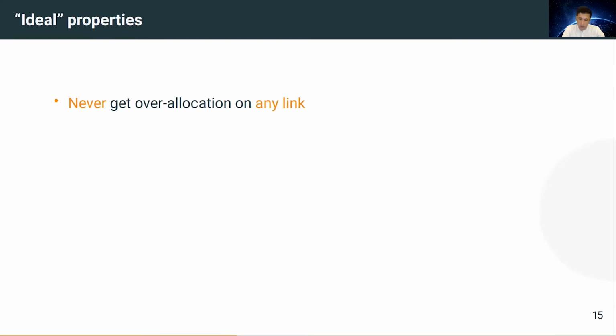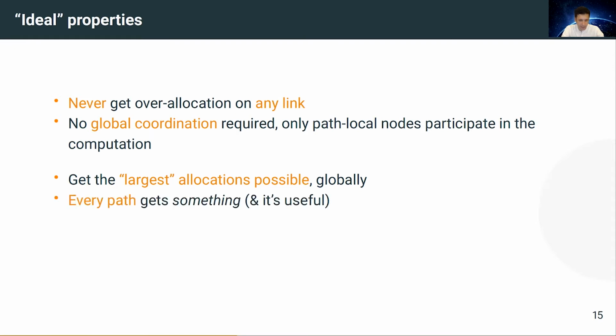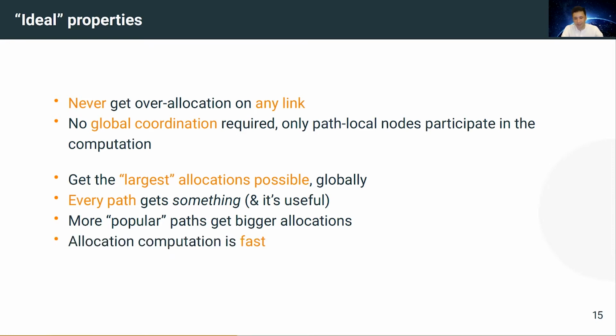Now, the first property we have already outlined is this non-overallocation property. But motivated by our practical problem, we have many more properties we would like to achieve. The second one is that no global coordination is required. As we saw before, the Bitcoin network, for example, requires decentralization to build trust. And we express this by the requirement that only path-local nodes participate in the computation. Then we would like to have the largest allocation possible globally to maximize the usefulness of the network. We would like every possible path to get a small but useful allocation. We would like more popular paths to have bigger allocations, and this popularity we will express in a formal way later on. And then we want, of course, to have an efficient resource allocation procedure, which is fast for some definition.